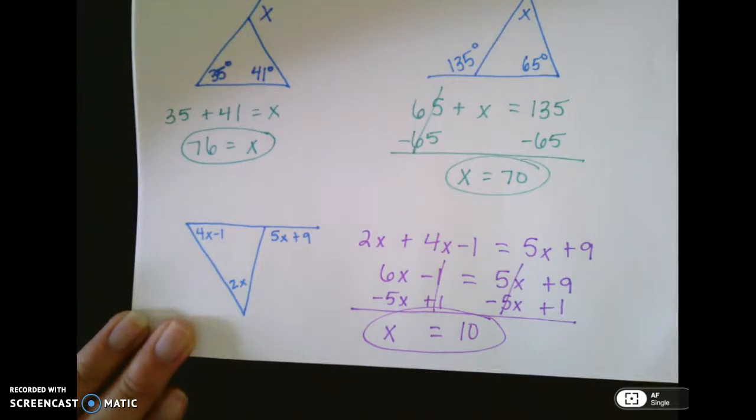Be careful, some problems will ask you to plug them back in and actually solve for the angles. We'll practice some of that in class. For now, I just wanted to show you the theorem.